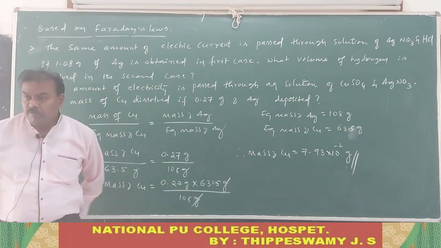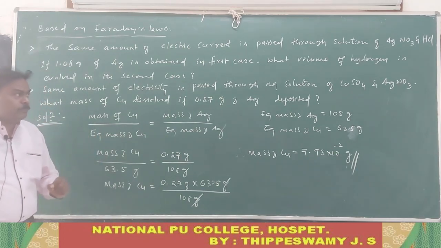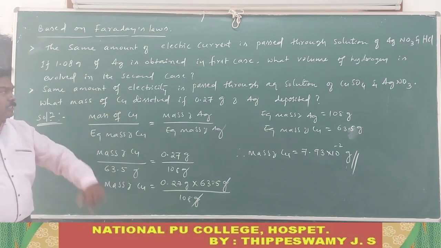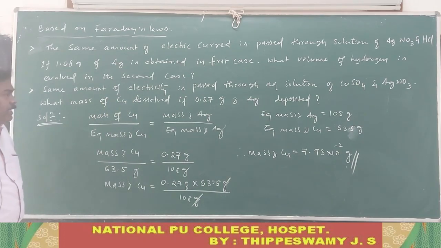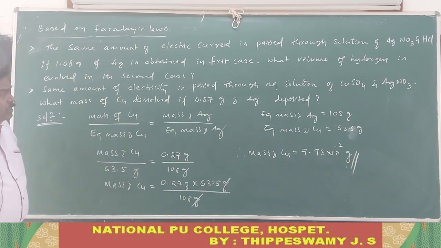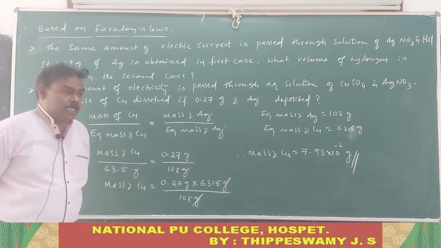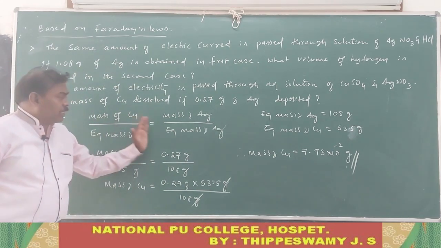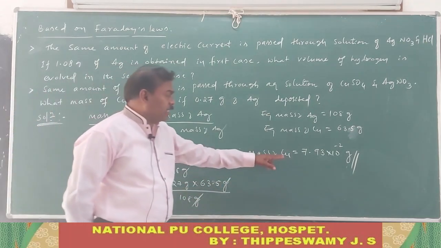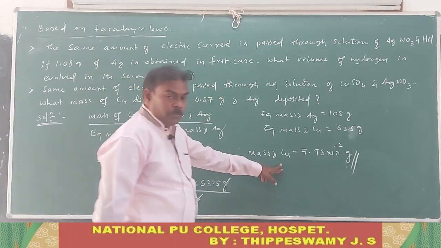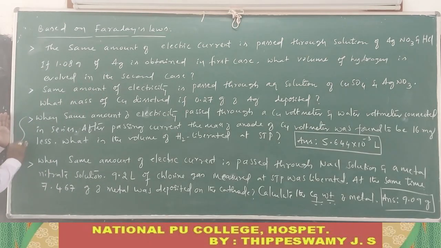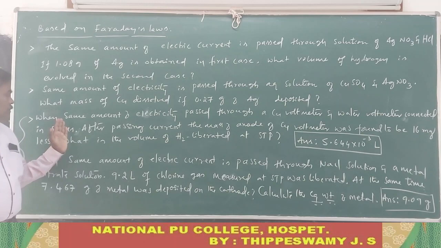Like this, we have to find the data asked in the numerical. That is, the same amount of electricity is passed through an aqueous solution of copper sulfate and silver nitrate. What mass of copper dissolved if 0.27 gram of silver is deposited? Based on the given data, you have to write the formula, substitute the values, and on simplification you get this value, 7.93 into 10 to the power minus 2. Okay students, you take these two as your homework based on the second law only.